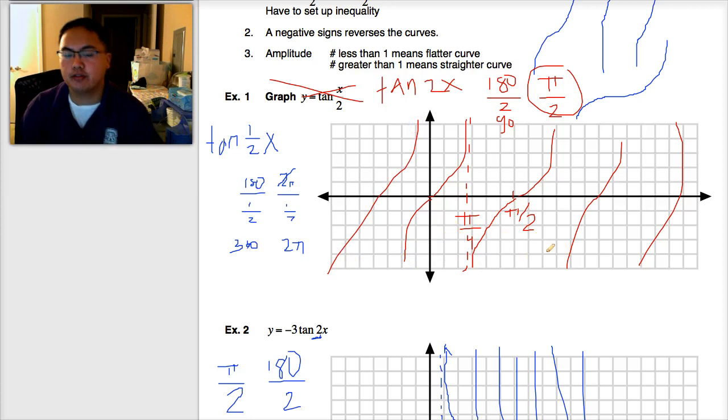I know some of you said that you're confused about period. Remember, in the period, all I do is take whatever number is right here. In this case, it's 2. Take 180 divided by it, if you like degrees, or pi over it, if you like radians.